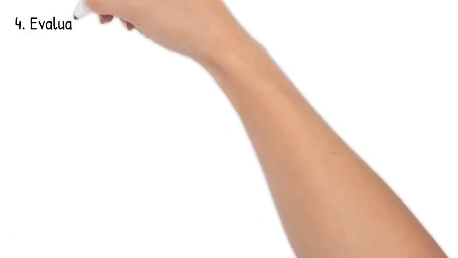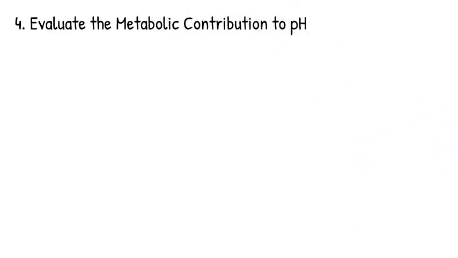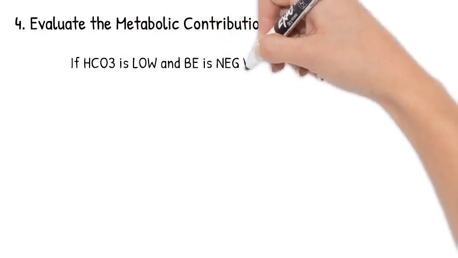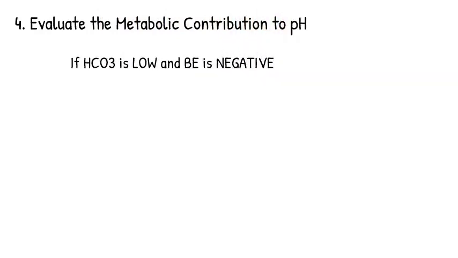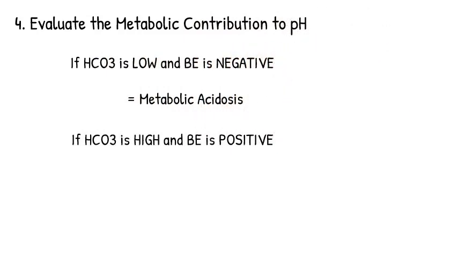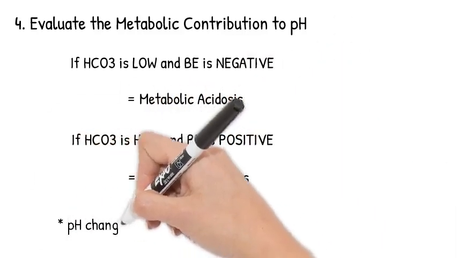Okay, so the next bit is then just interpreting the standard bicarb and standard base excess. So if your bicarb is low and your base excess is negative, standard of course, then we have a metabolic acidosis. And if the bicarb is high and the base excess is positive, then we have a metabolic alkalosis, and that's what you'll be writing when you interpret your bicarb and your base excess. Again, make sure that it is the standard bicarb and base excess, especially if you're looking at a real-life sample.